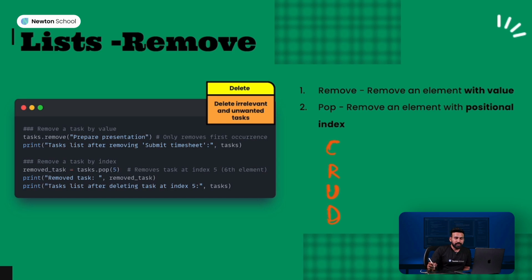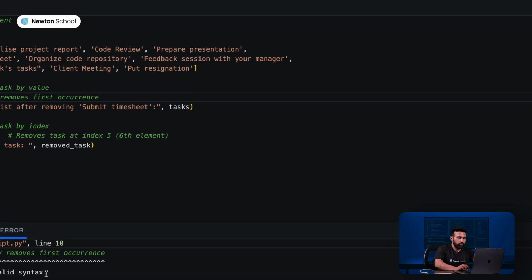In this case, we would have two things to do. We would want to delete a particular element by providing its value, that is, the value of the element which we want to delete. And sometimes we may want to delete using the positional index. Let's quickly check out both cases.